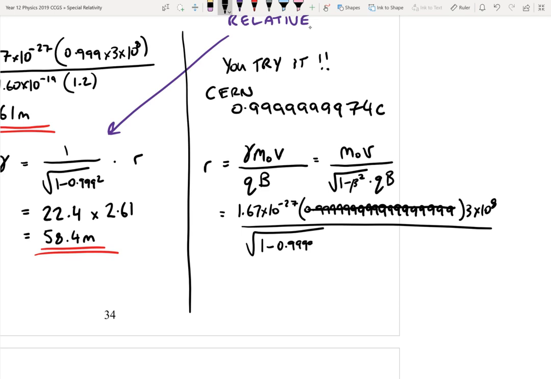1, 2, 3, 4, 5, 6, 7, 8, then a 7, 4 squared, times 1.60 times 10 to the negative 19, 1.2. So you have to do that. Your Casio FX82 Plus can handle these many decimals. It will calculate it for you, and it will give you the radius of the Large Hadron Collider.